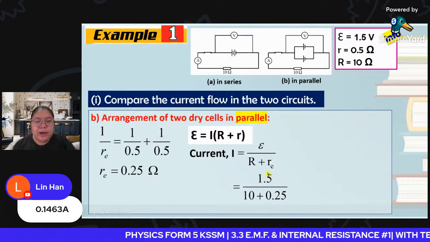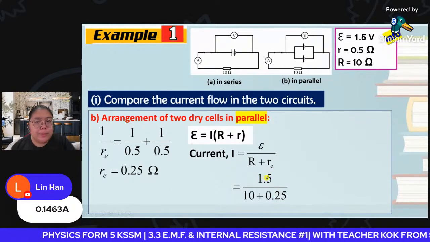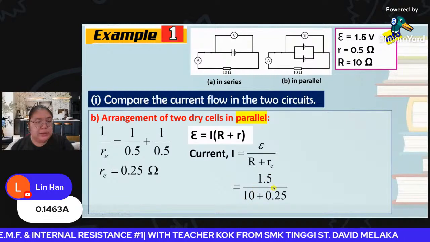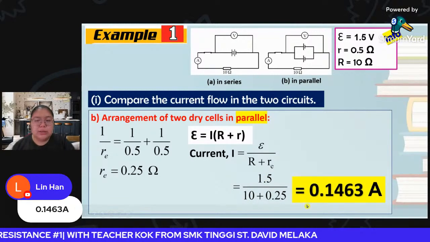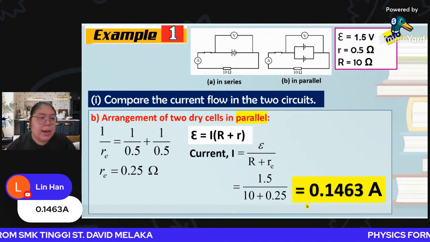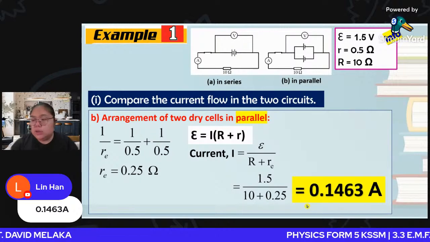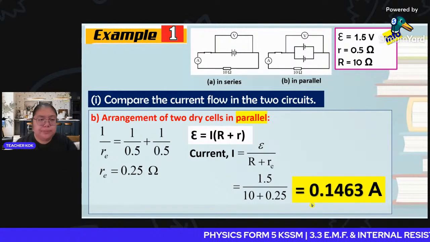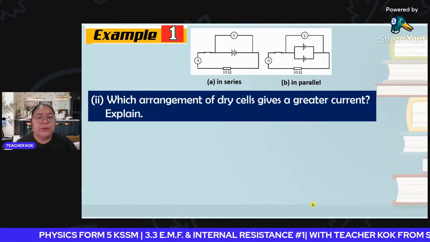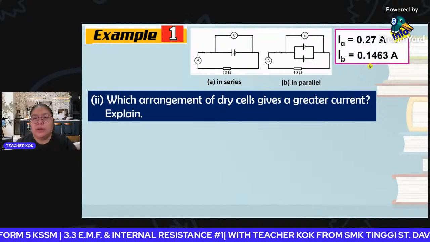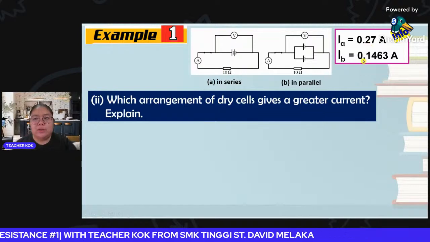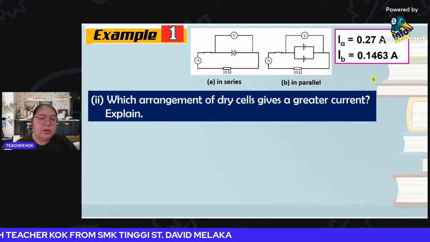So we go to check. The EMF here is 1.5, not 3, because this one is in parallel. So over 10 plus 0.25. So the answer, yes, correct, exactly 0.1463 ampere. Now we continue to the next part. We can do a comparison already. Just now we found the series and also parallel. Series we get 0.27, then the parallel gives 0.1463 current.